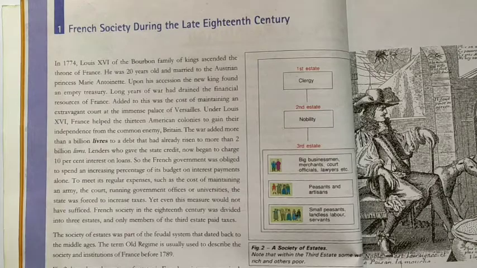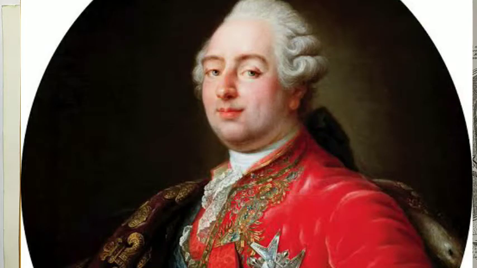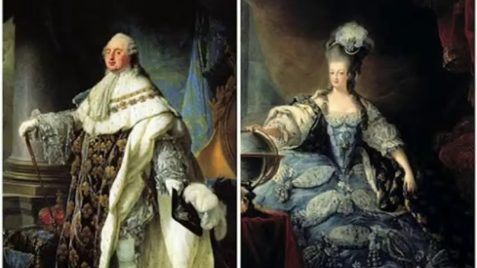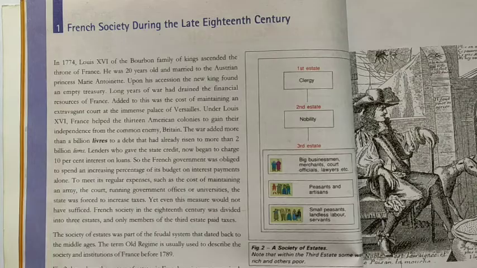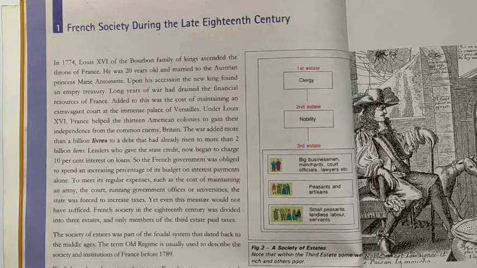Now let us see the French society during the late 18th century. Louis XVI, who was of the Bourbon dynasty, became the king of France in 1774. He was 20 years old and married to the Austrian Princess Marie Antoinette. Before he became king, many wars had taken place and much expense had already been incurred. So the financial resources of France were eventually drained. Also, the maintenance of the court at the Palace of Versailles was so high that it involved extravagant expense.